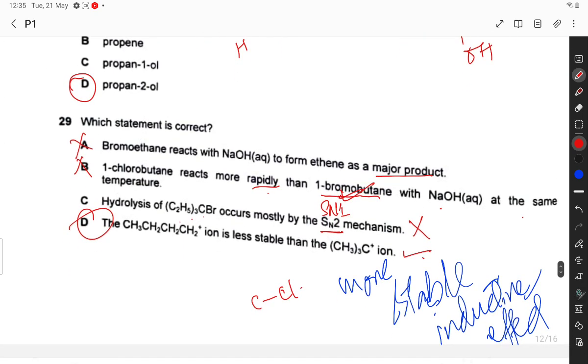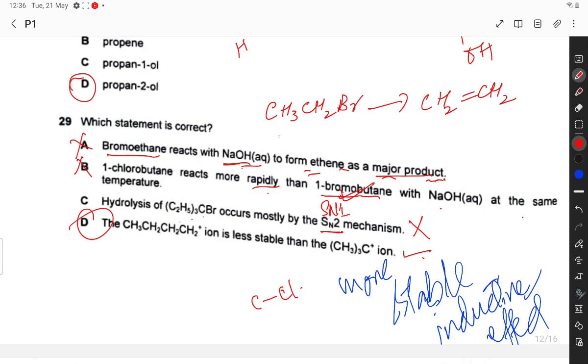Which statement is correct? Bromoethane, this is bromoethane, CH3CH2Br, reacts with aqueous sodium hydroxide to form ethene. Yes, is it the major product? CH2=CH2. Bromoethane reacts with sodium hydroxide to form ethene as the major product. No, because this is a symmetrical alkene, only one product is formed, not minor and not major.